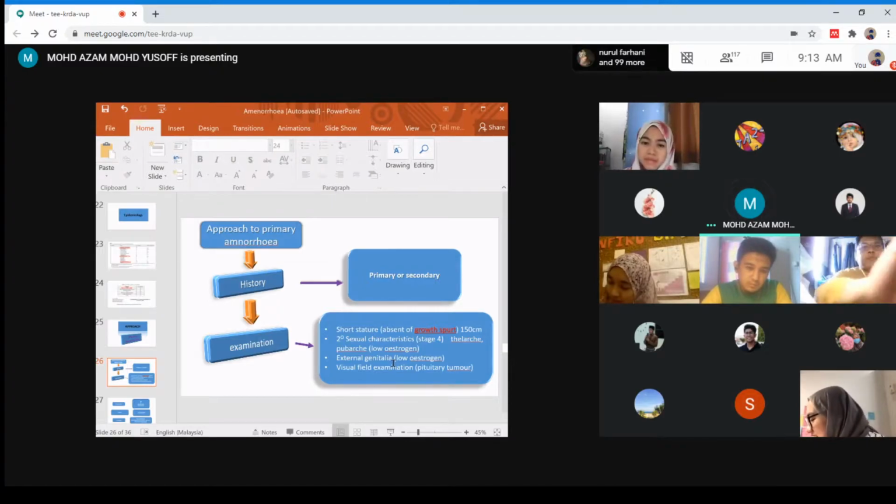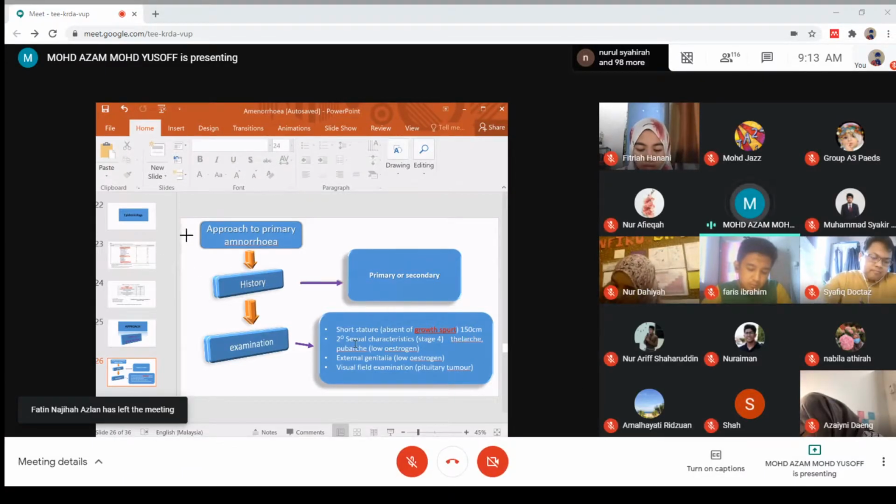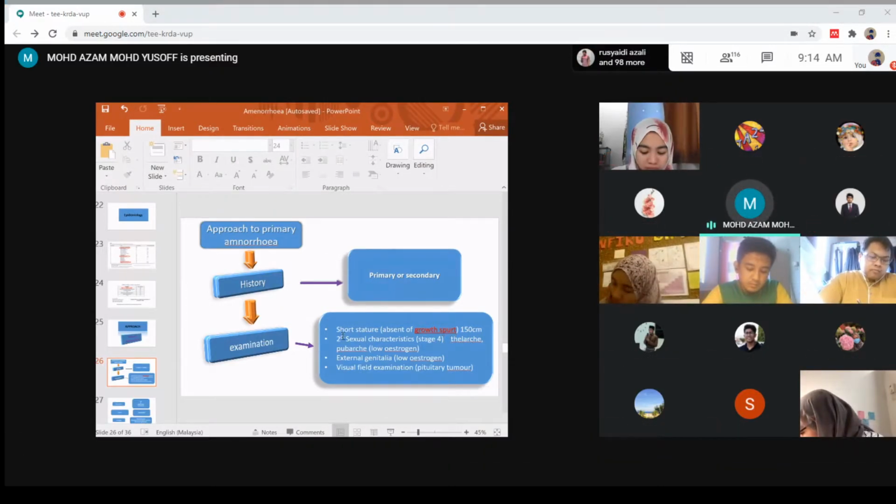Second is secondary sexual characteristics. The minimum they should reach is Tanner stage 4. If they don't reach 4, then we call it not developed. We look at the sexual characteristics, the Tanner staging of puberty, and we check the external genitalia, whether it is present or not.